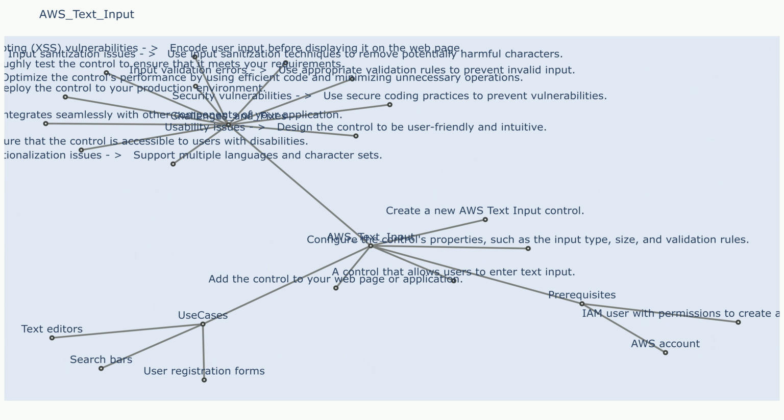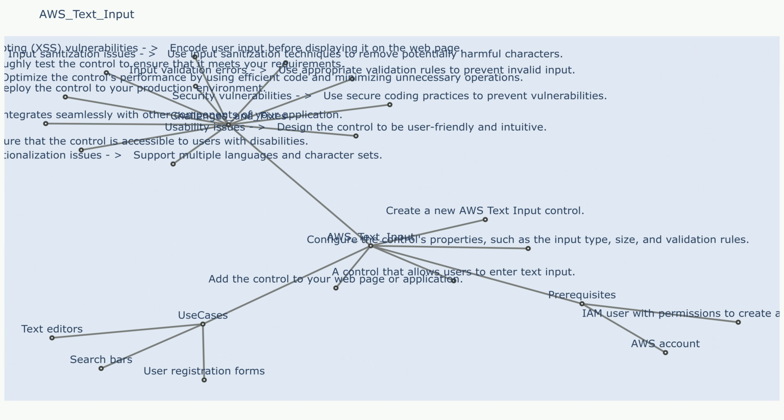Security vulnerabilities. Use secure coding practices to prevent vulnerabilities. Use secure authentication and authorization mechanisms. Use encryption to protect sensitive data. Regularly update software and libraries to address security vulnerabilities.